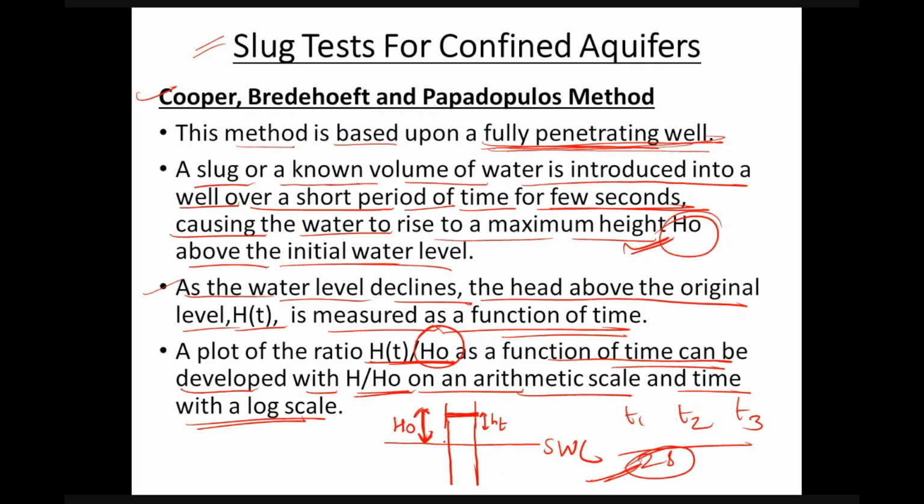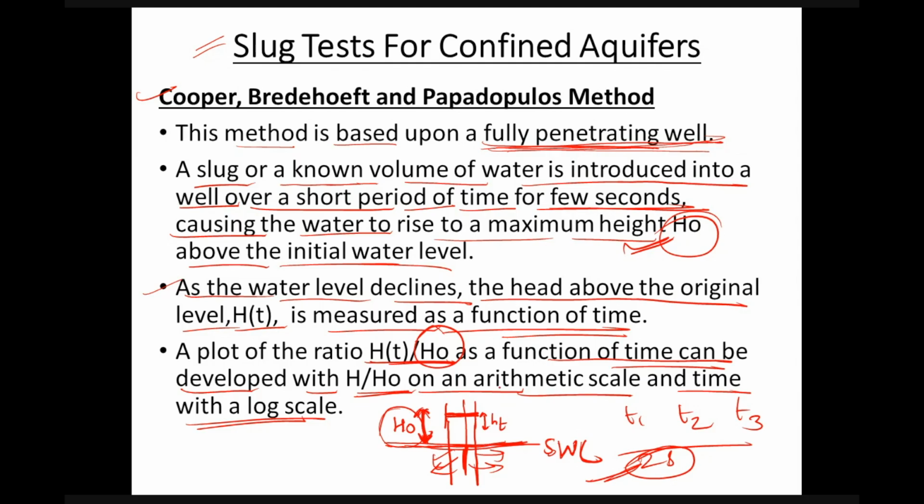So here I have shown you this diagram. Let's say we have this initial static water level. We have introduced a slug into this well. So the water within this well will rise to some maximum height that we will consider as h naught. Now after some time, this head will start to decline because the water from this well will enter into the aquifer in order to maintain this static water level, to maintain this equilibrium.